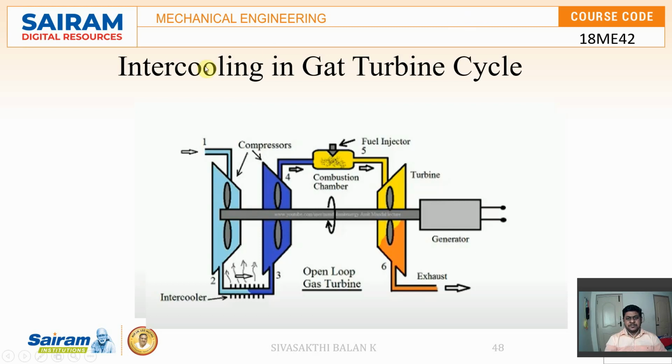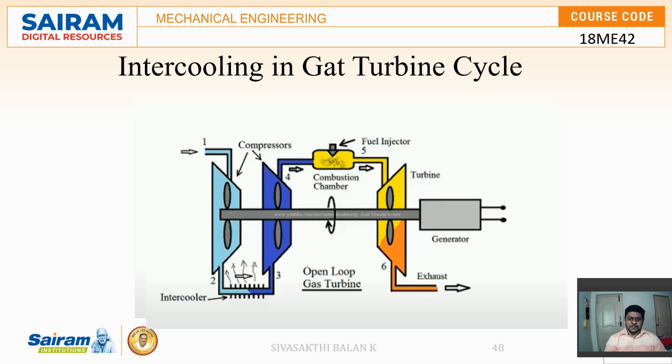Now let us see how it works. At state 1, air enters the low pressure compressor. It gets compressed, and pressure and temperature increase to a particular level. At this state, it enters the intercooler where pressure remains constant and temperature is reduced. This air, with low temperature almost equal to the inlet condition, enters the high pressure compressor where it is compressed further. At this stage, the pressure increases to P4 and the temperature also increases.